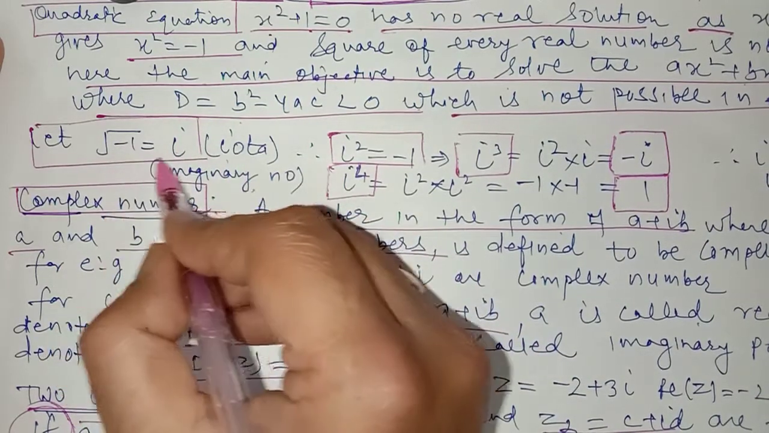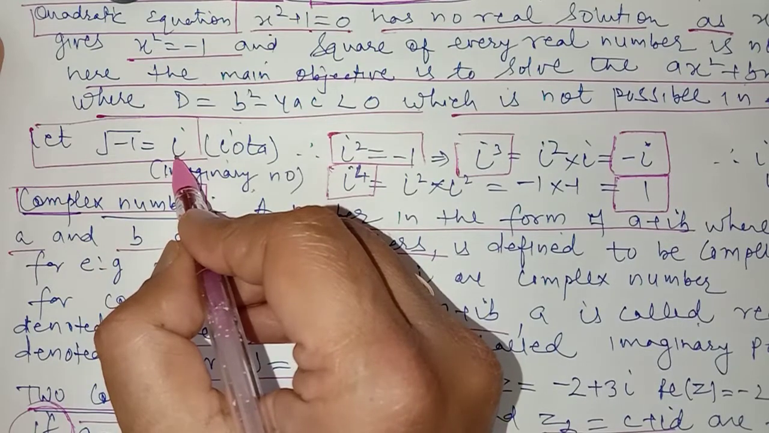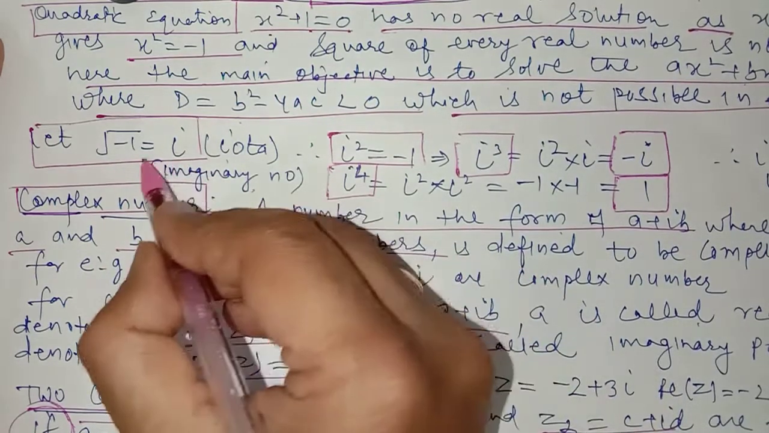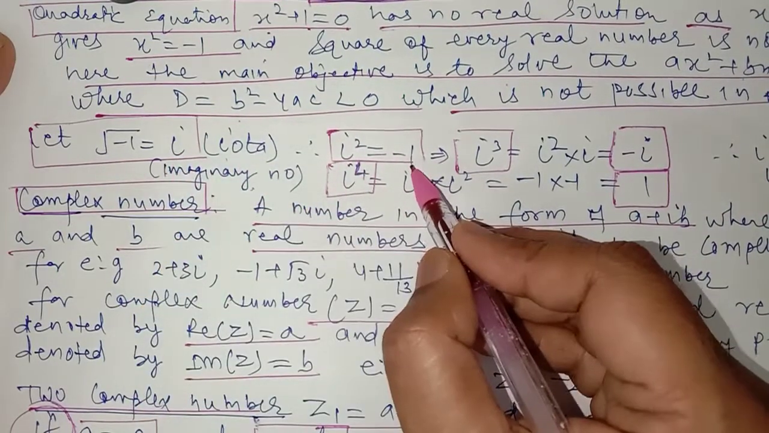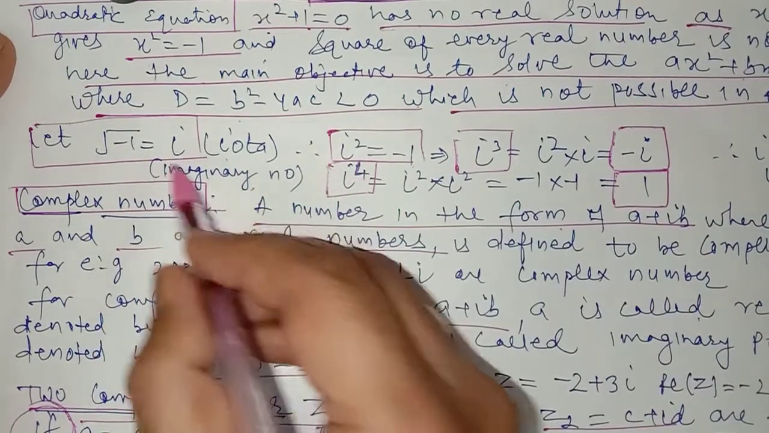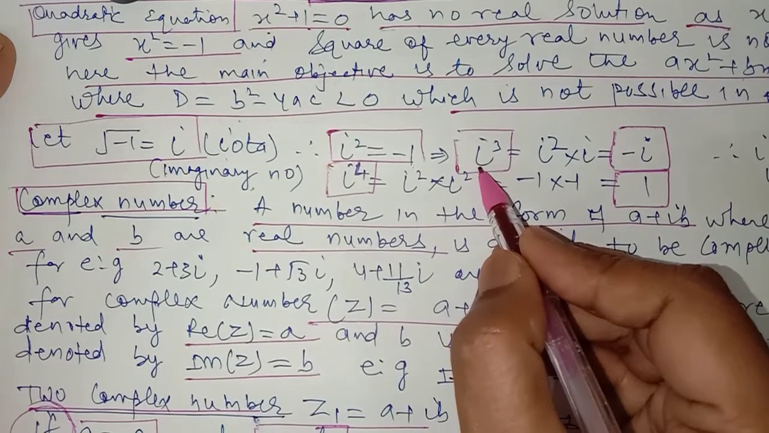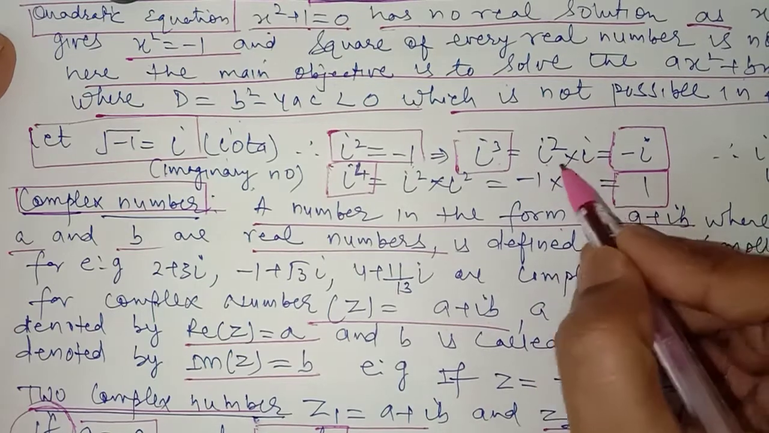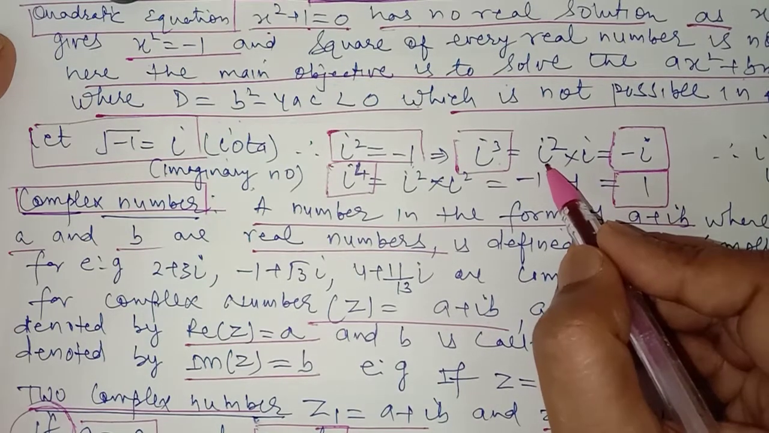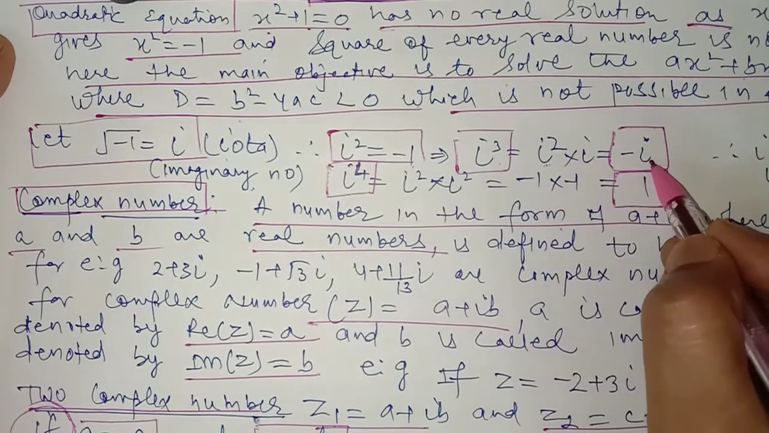So root minus 1, let it equal i or iota. Or we can say that squaring both the sides, the square of i will be equal to minus 1. Or if we find the value of i cube, we can write it as i square into i, and the value of i square is minus 1. So minus 1 into i will be equal to minus i.